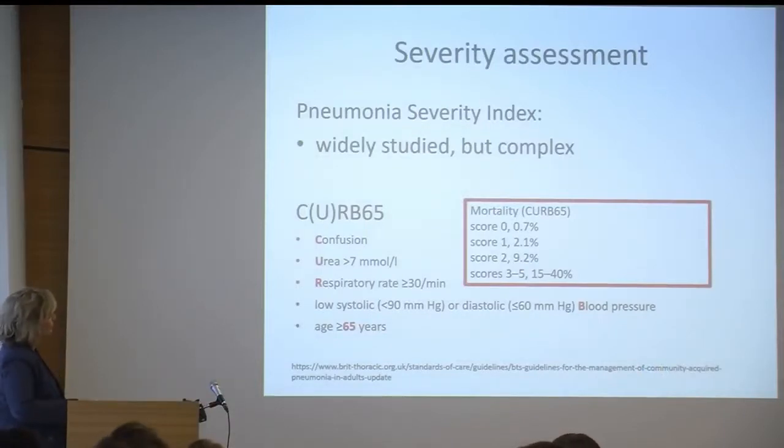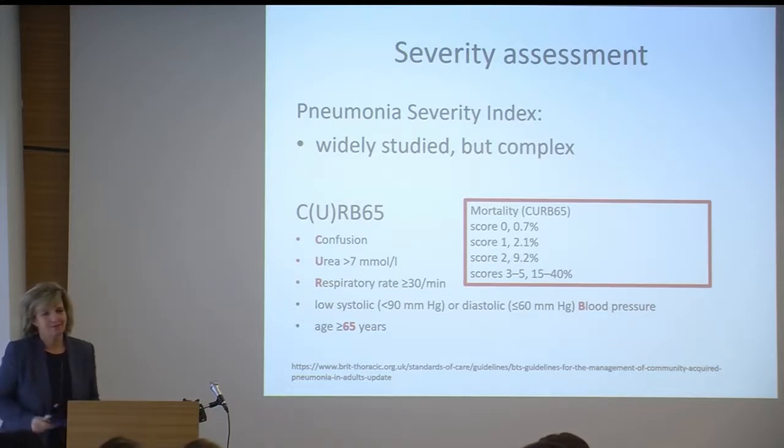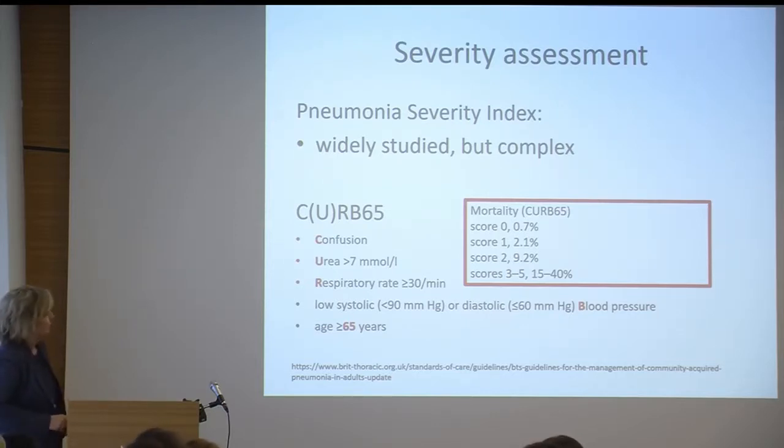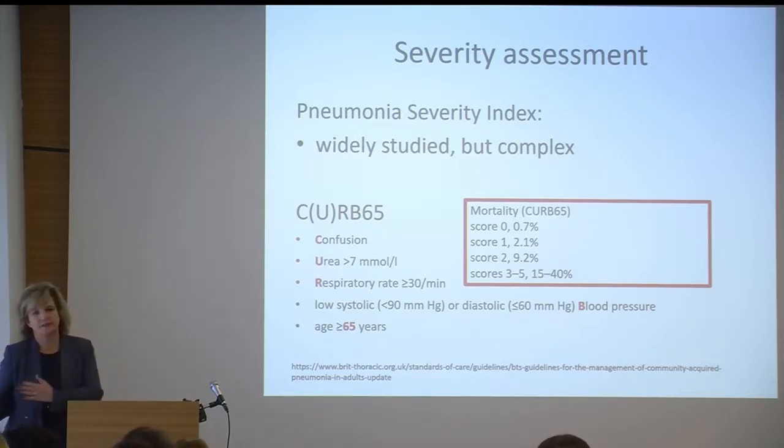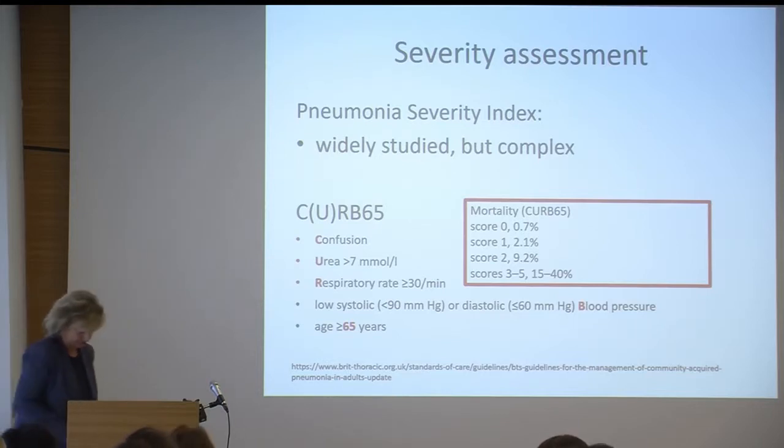And then, usually in recent guidelines, the most commonly used is the CRB-65. You know what this all means. It actually reflects the mortality. And this is then the reason for deciding what to do with the patient in terms of admission or not, and also in terms of the choice of antimicrobial treatment.